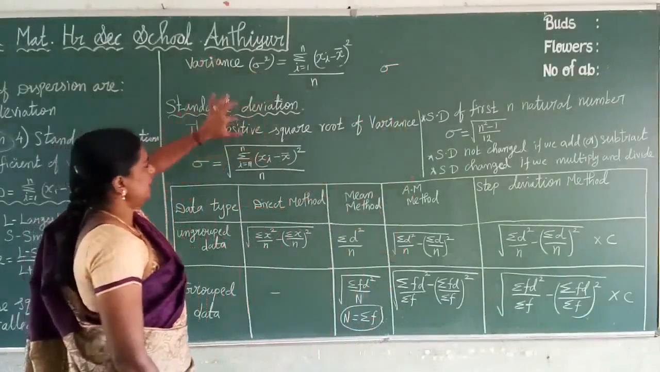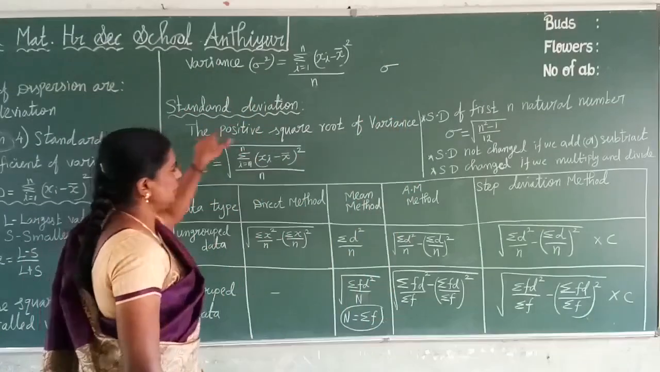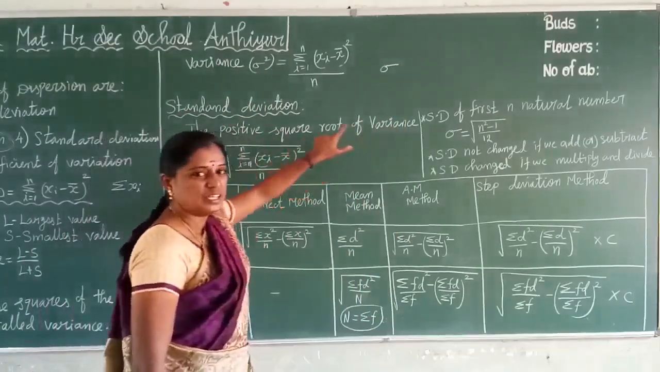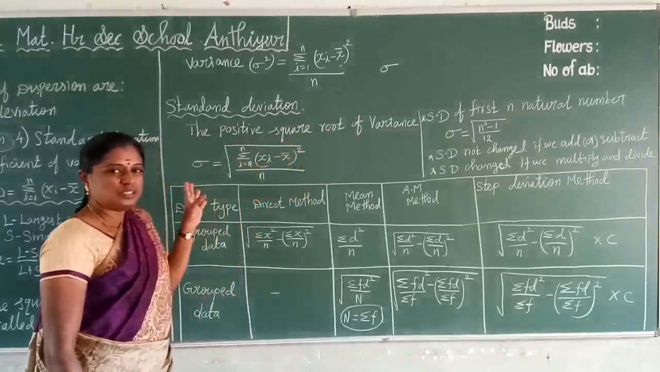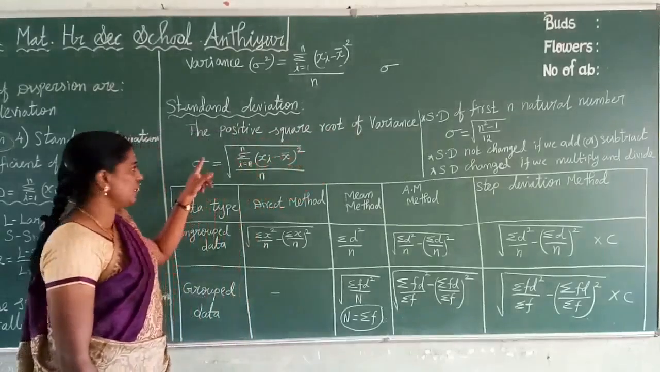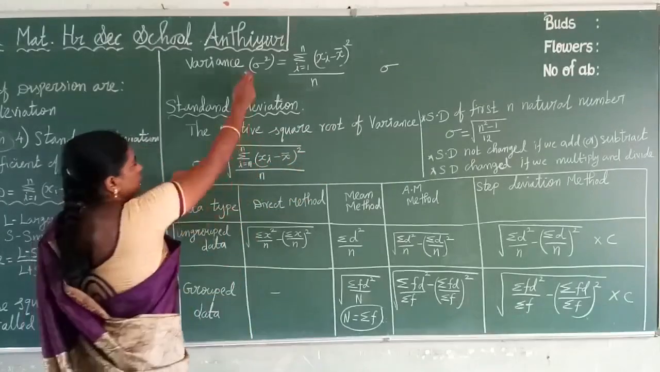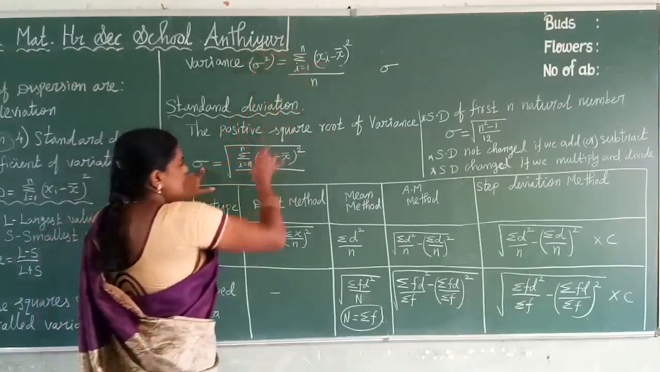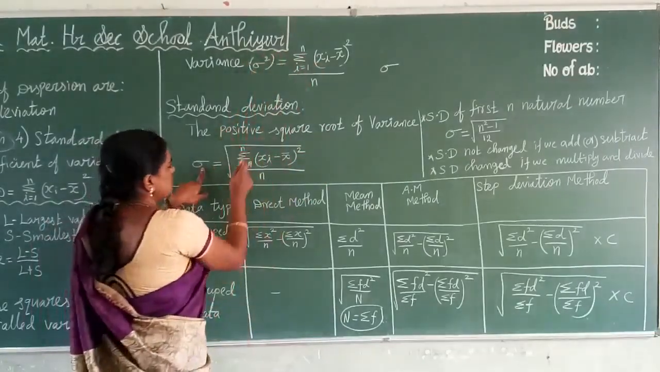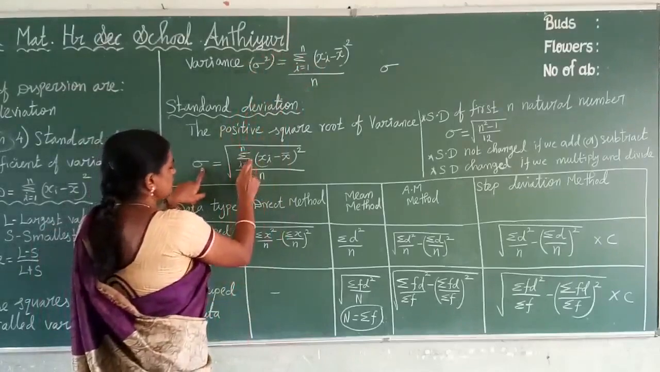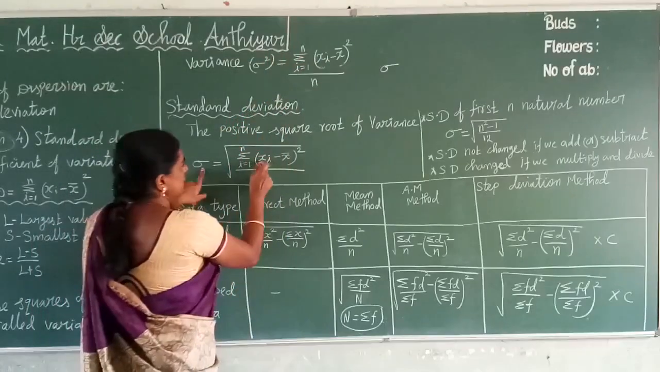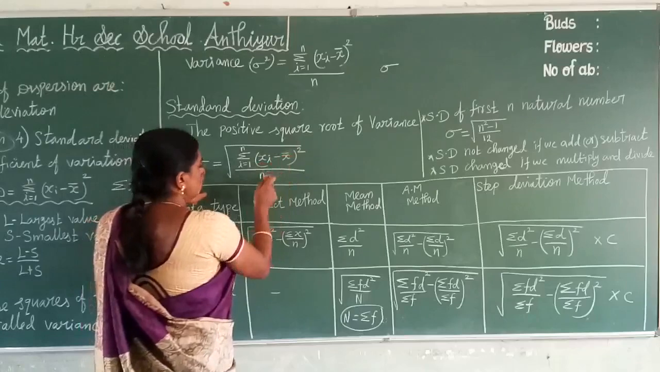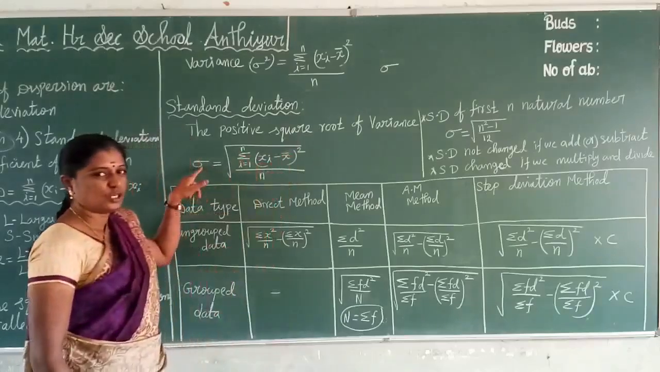Clear? Standard deviation means the positive square root of the variance. What is the standard deviation? Positive square root of the variance. That is sigma. So we take the square root. The square goes to the opposite side as square root. Square root of summation i equal to 1 to n xi minus x bar whole square by n. So this is the square root value.